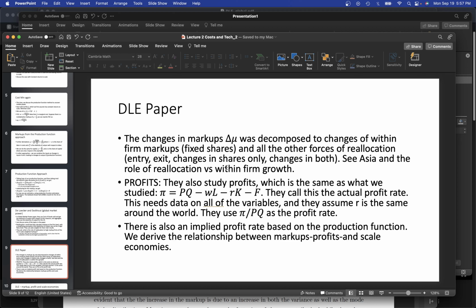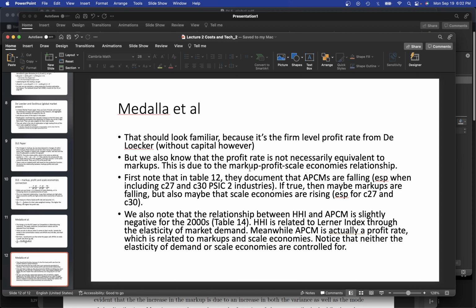That should look familiar because it's the profit rate from the De Loecker et al. paper. But you also know that the profit rate is not necessarily equivalent to the markups. This is due to the markup, profit, scale economies relationship. What is missing here is the returns to scale. In the Medalla et al. paper, they sort of skipped measuring returns to scale, and that could affect the relationship between the profit rate and markups.